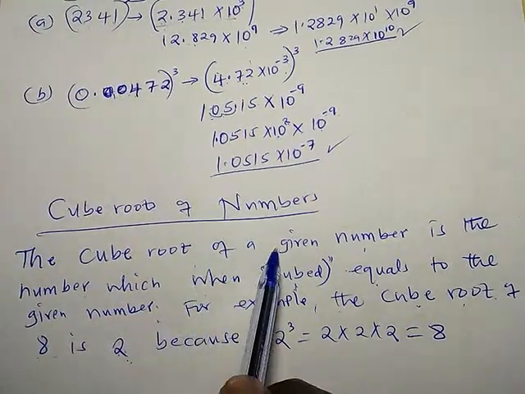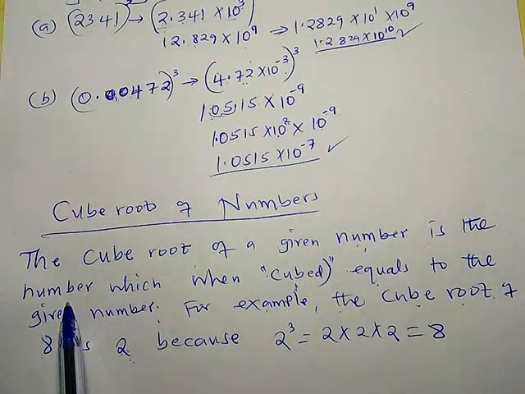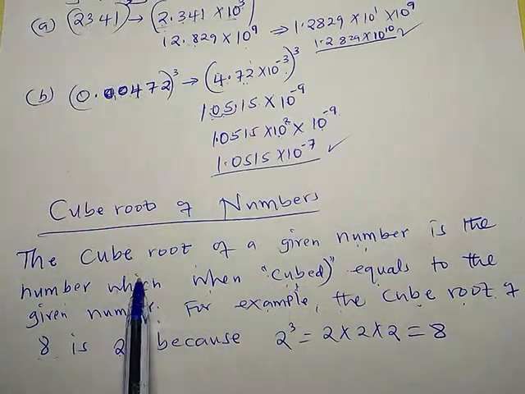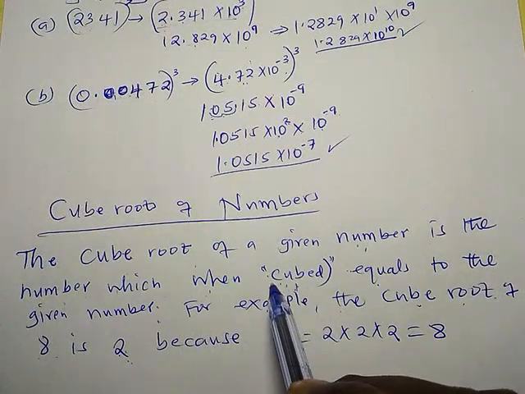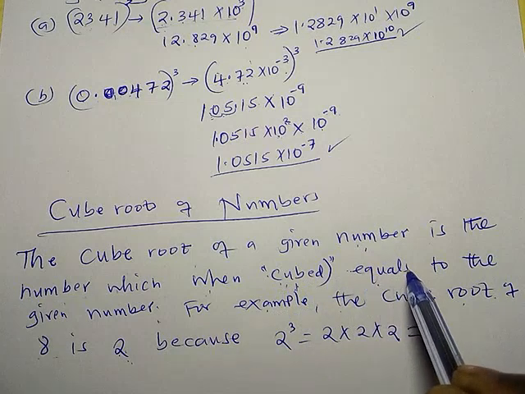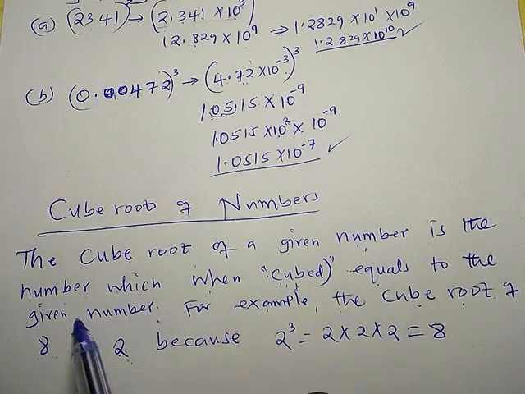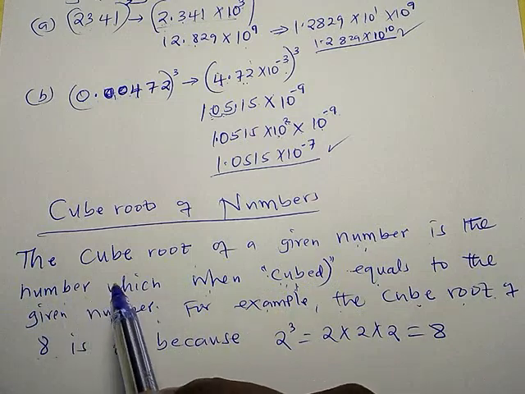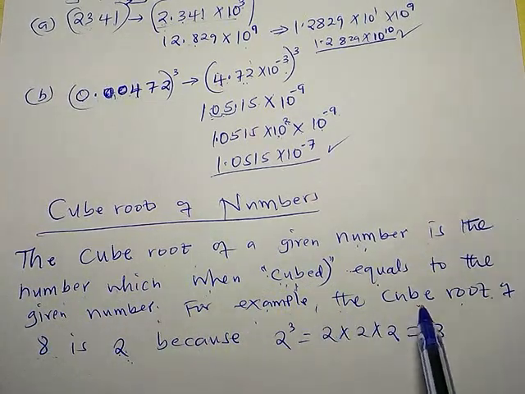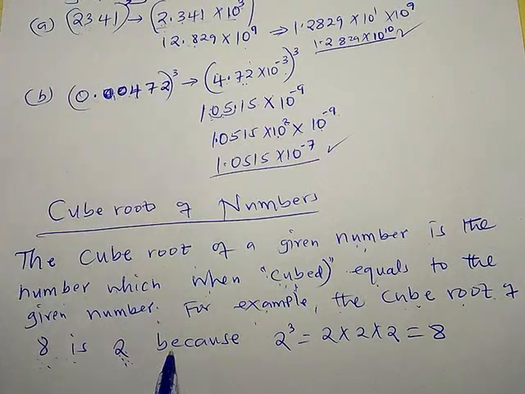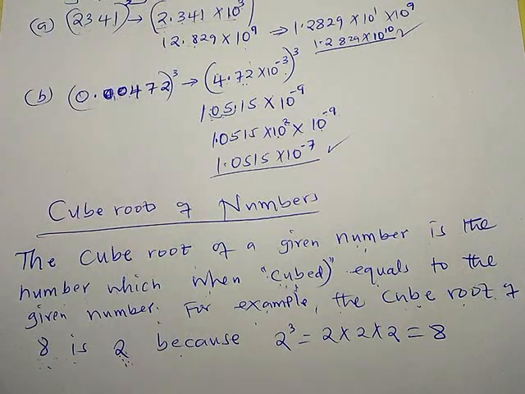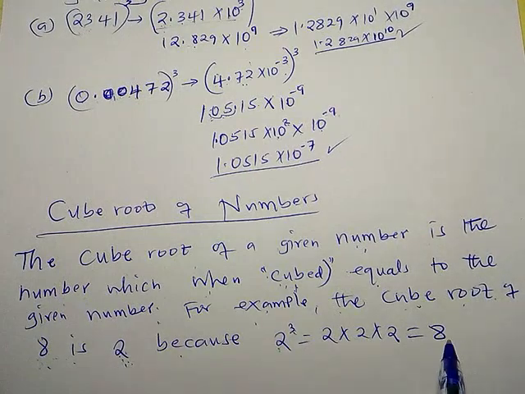The cube root of a number is the number which when cubed, when multiplied by itself 3 times, will give you the number that is given, the number whose cube root you are looking for. For example, the cube root of 8 is 2. How do we know that is the case? Because 2 raised to power 3, or 2 cube, is 8. I hope that is understood.